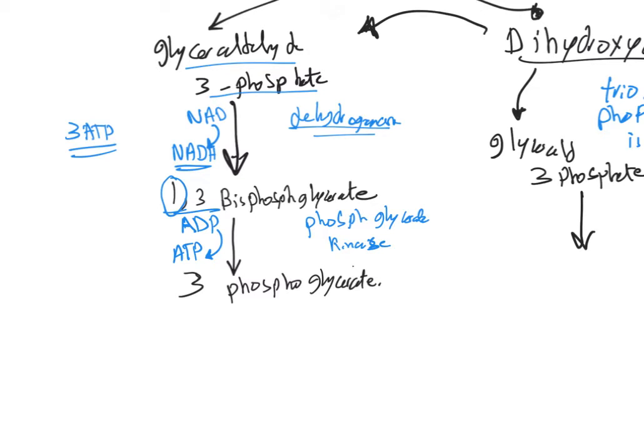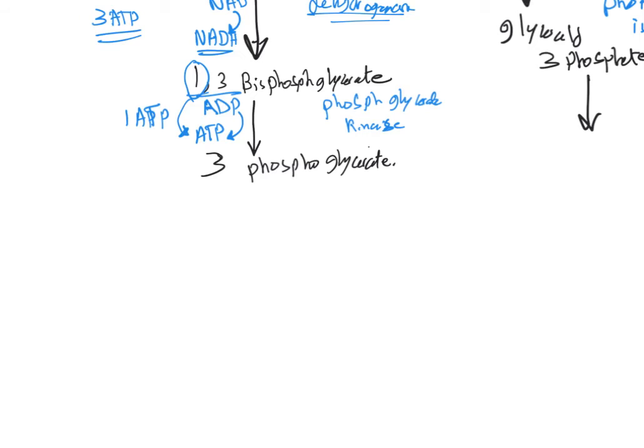So we'll take the one in the first carbon and it will be added to the ADP. Okay, so right now we have one ATP here, just produced. And then 3-phosphoglycerate will become 2-phosphoglycerate using the enzyme phosphoglycerate mutase in this case. So it'll be phosphoglycerate mutase.